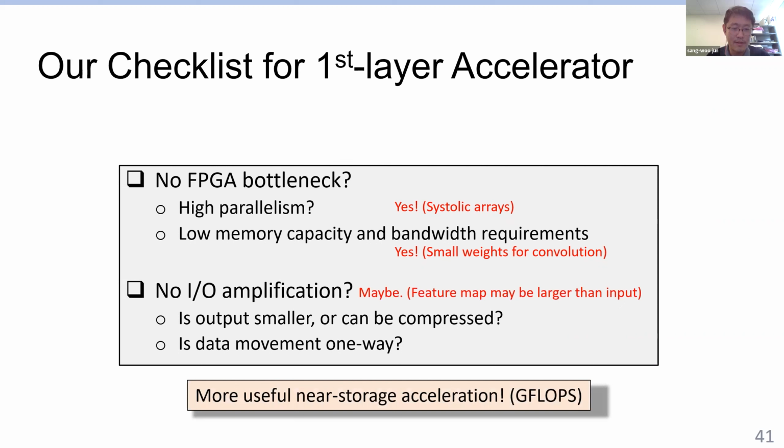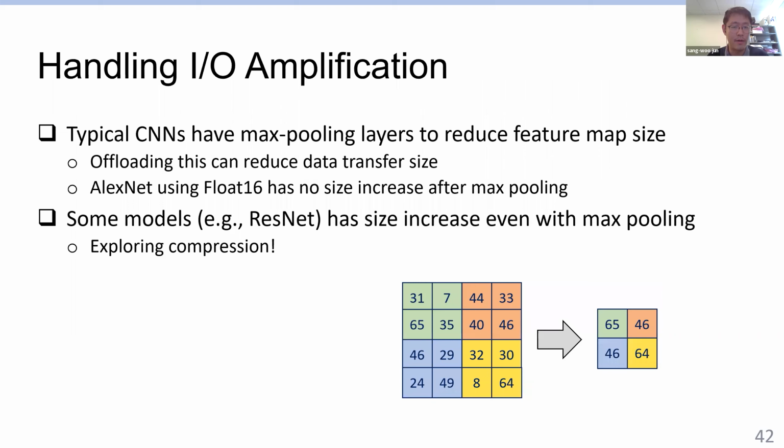Of course, this still results in more useful near storage acceleration in terms of gigaflops, but we now have to solve this problem of I/O amplification. And that's where our current project is right now. Typical convolution neural networks do have max pooling layers after the first convolution layer to reduce the feature map size. And offloading the convolution as well as max pooling layers can reduce the data transfer size.